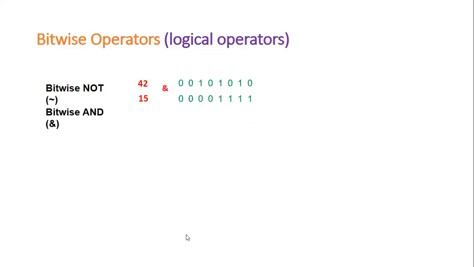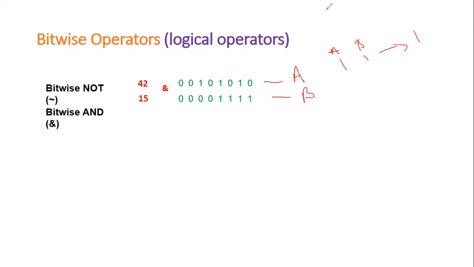Now let us try to perform bitwise AND. What we discussed: AND means both inputs should be true. You can take this as A and this as B. If both inputs are true, then only the output will be true. That is, A should be 1 and B should be 1. Then only my output will be 1. Otherwise it will be 0.